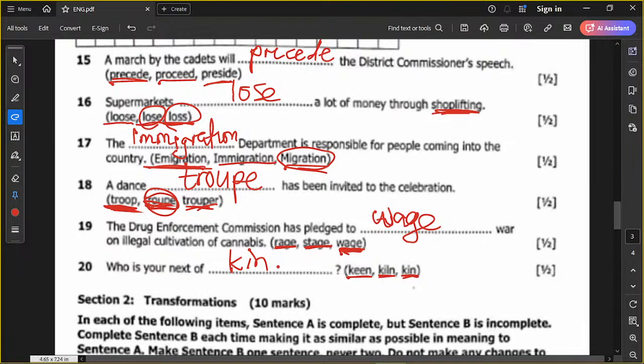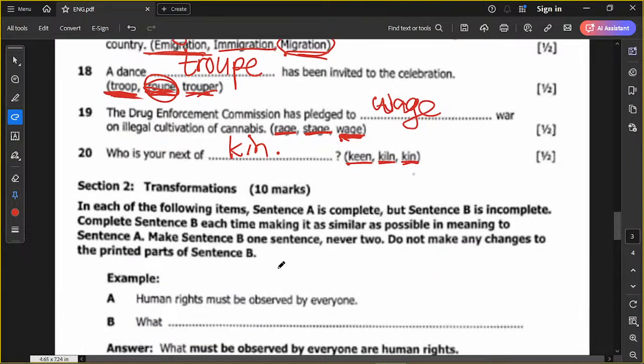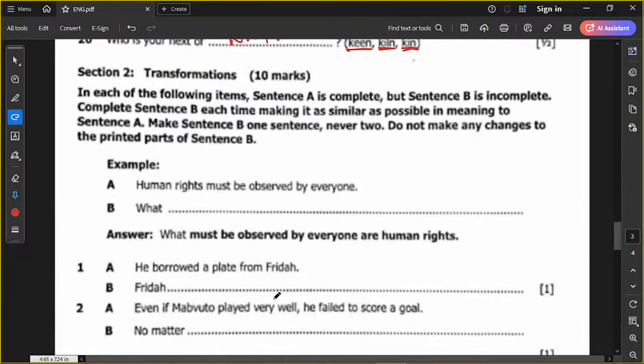Please remember to comment in the comment section. And we didn't tell you about how this program is going to happen today. We are going to do section 1 and section 2, that is transformation and structure.